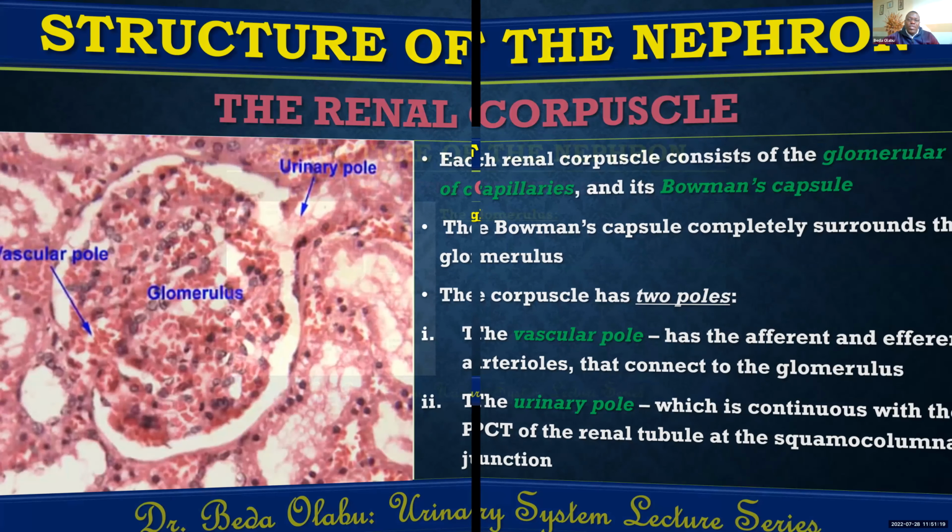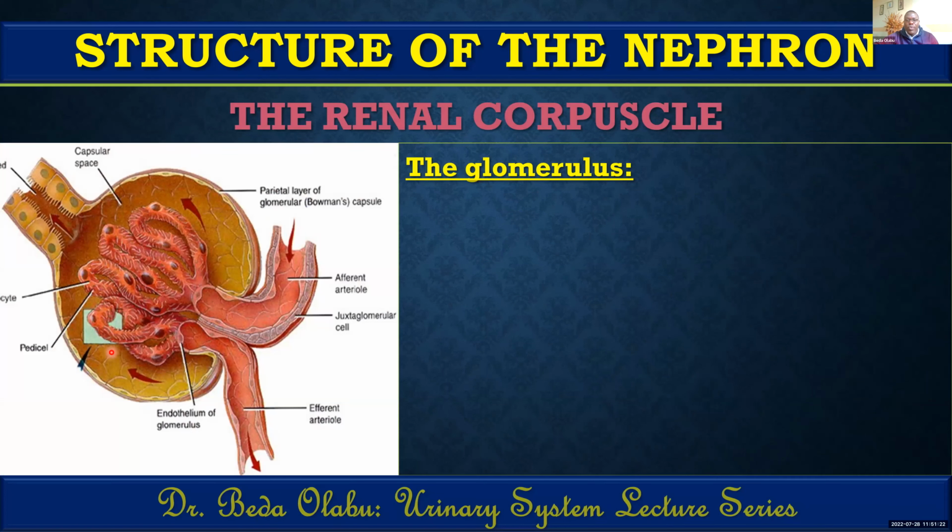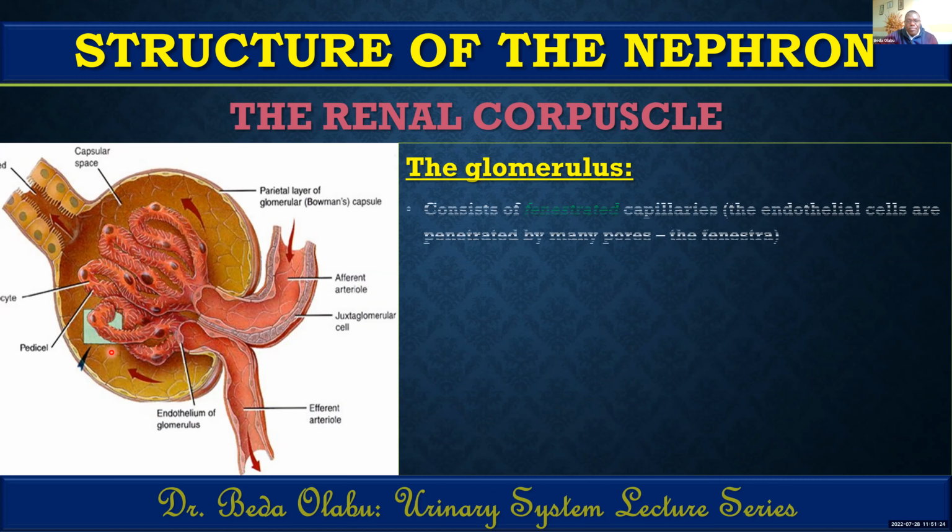I want us to discuss the different parts of the renal corpuscle, starting with the glomerulus. So the glomerulus is a tuft of fenestrated capillaries. When you talk about a capillary being fenestrated, it means that the endothelial cells of that capillary have some fenestra, which are holes or pores through the cell.